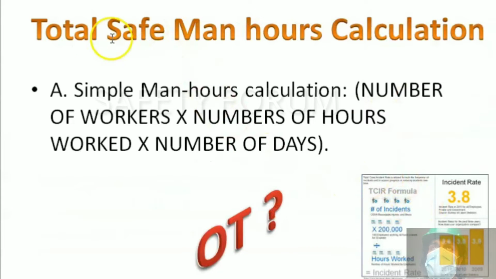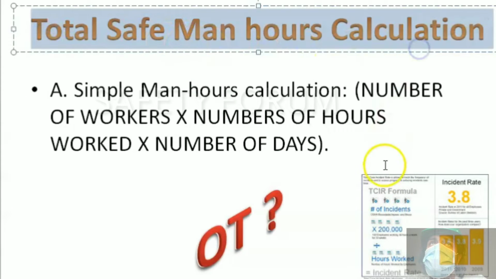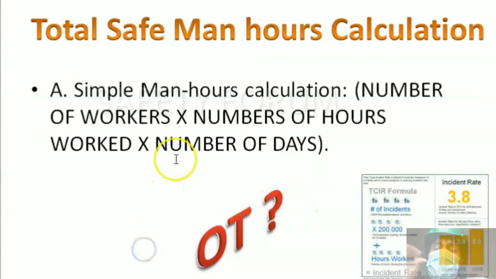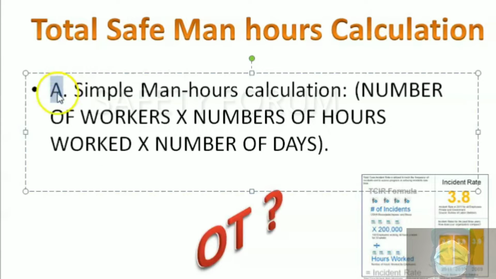So here is what we will see. The first is the total safe man hours calculation, which is the main basic pillar of HSE. Everyone must know about safe man hours and how to calculate them. A simple safe man hours calculation uses the formula: number of workers working on that project, multiplied by the number of hours they have worked, multiplied also by the number of days they have worked. This is a very simple man hour calculation, which we have given as point A.